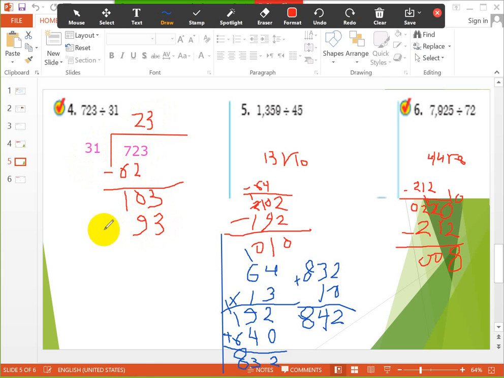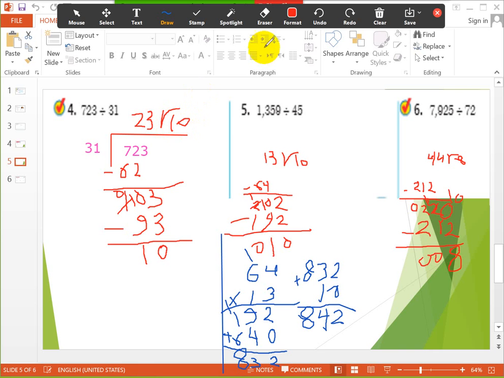Now I will subtract. 3 minus 3 equals 0. Now this 0 minus 9, I will borrow, so this one will be 10. 10 minus 9 equals 1. So can I divide 10 on 31? No, so it will be a remainder.